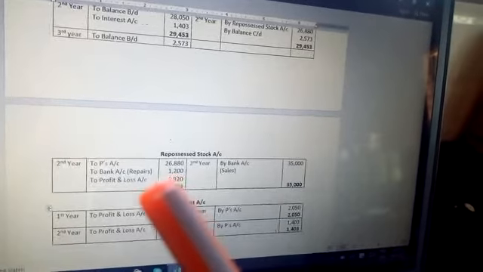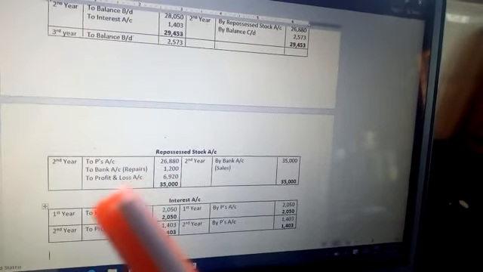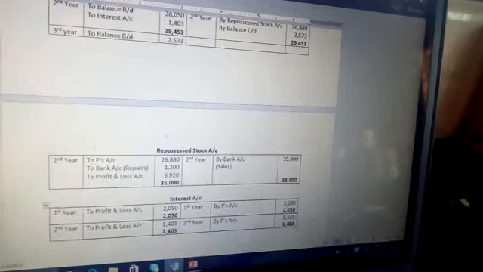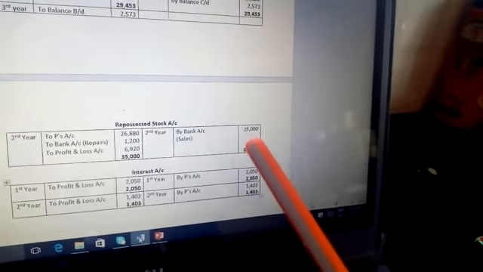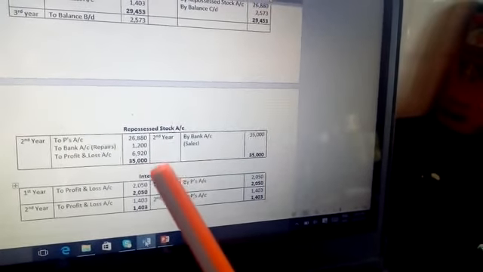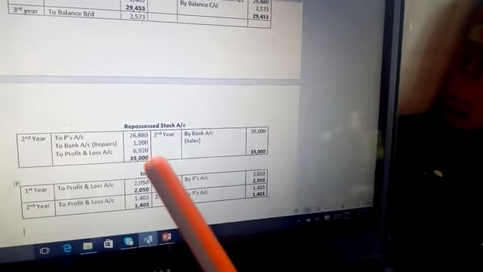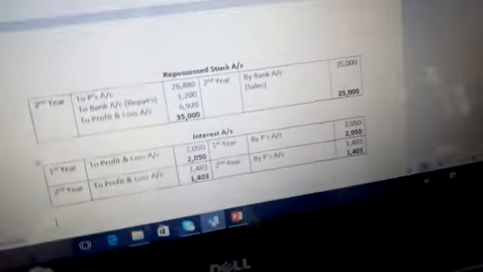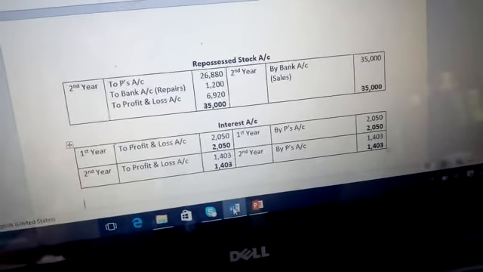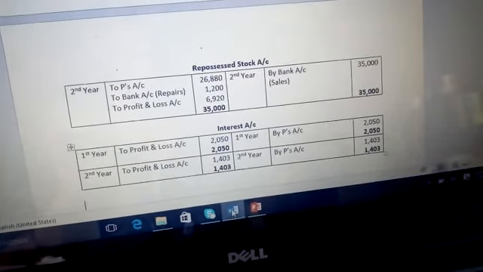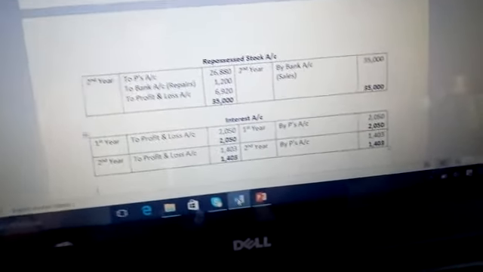Next, for recording the expenses incurred by the hire seller, he incurred rupees 1,200 towards repairs, and he sells all the three repossessed cars at a valuation of rupees 35,000. So by bank account. The remaining balance is shown as profit and loss account, 6,920. Here we need not calculate the profit or loss on the sale of 3 cars, because as all the cars are sold, the balancing figure in the repossessed stock will be the profit and loss.